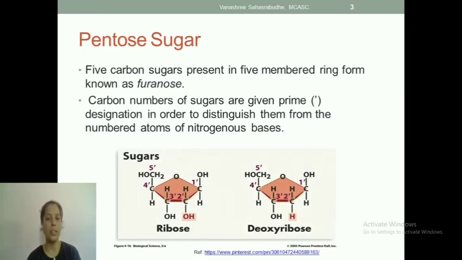So here is the structure of the sugars. This is the ribose sugar, and this is the deoxyribose sugar, or 2'-deoxyribose sugar. At the second position of the sugar, the OH group is replaced by only a hydrogen. So the name is deoxyribose sugar.